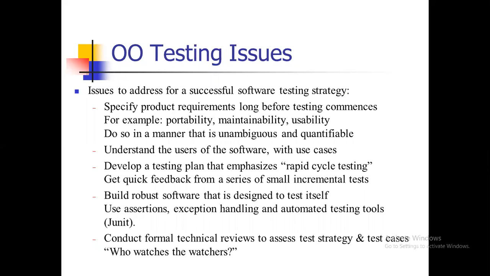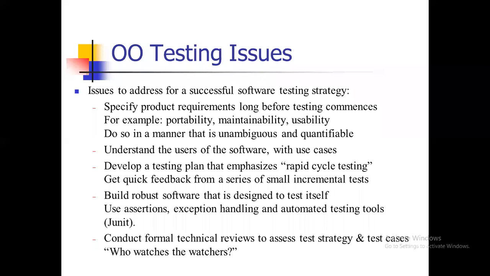There are some issues in object oriented testing. Object oriented programs have no sequential procedural execution. Object oriented programs have no functional decomposition. The approach of object oriented testing doesn't use a structure chart to design integration testing. So object oriented testing must test the parameters for the analysis and design models, then coding techniques. We have to specify the product requirements long before testing commences, for example portability, maintainability, usability.